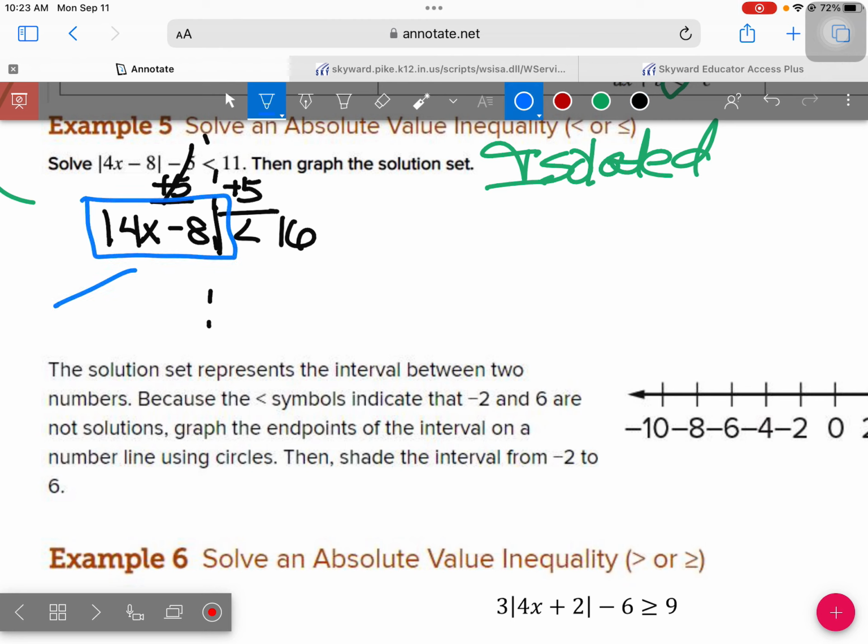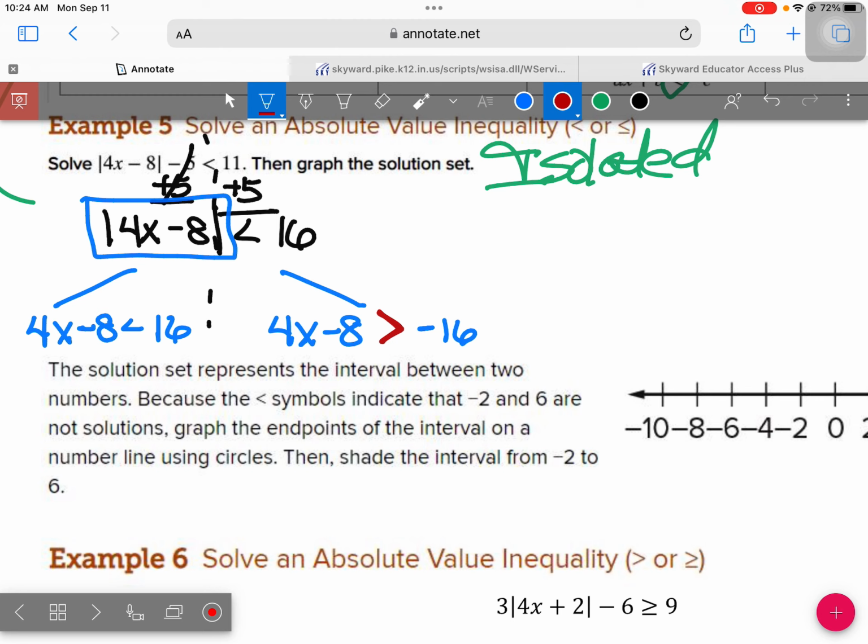All right, now I have no room to solve, so I'm going to rewrite it up here. 4x minus 8 is less than 16, and 4x minus 8 is greater than negative 16. Add 8, add 8. 8's cancel. 4x is less than 24. Divide by 4, divide by 4. X is less than 6.